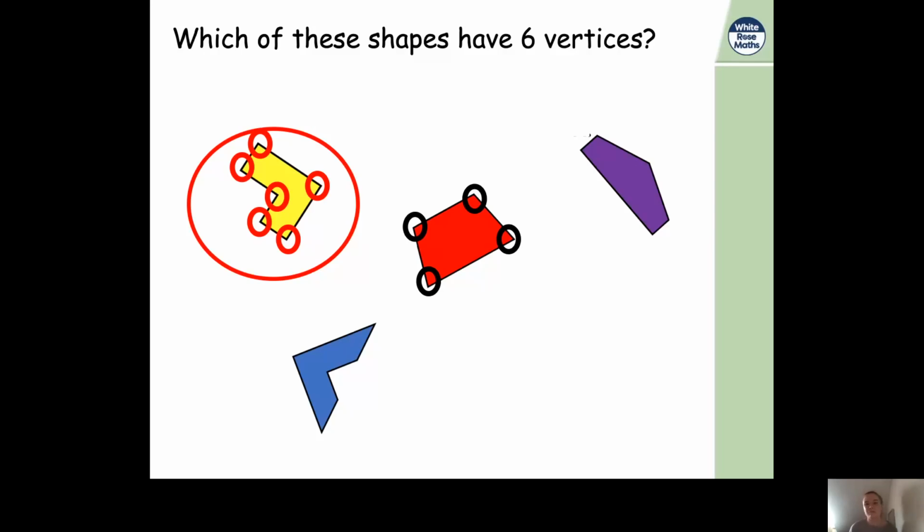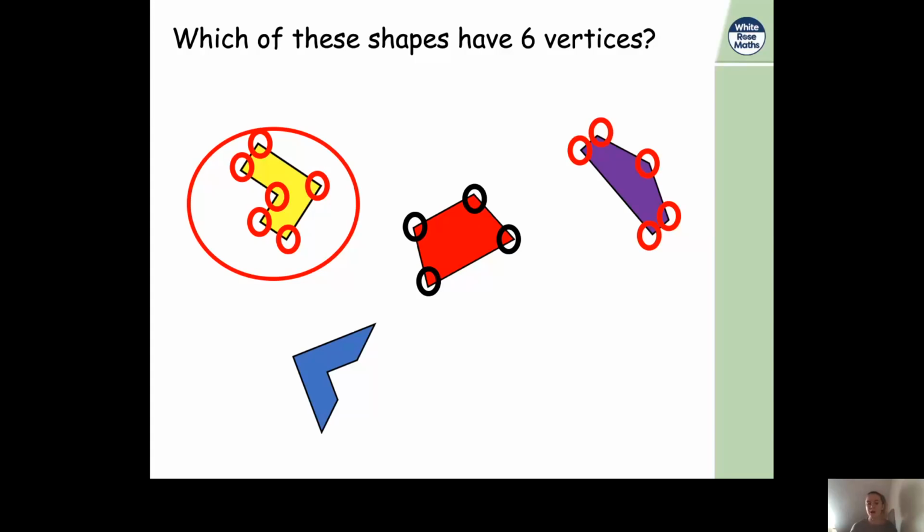Okay, so let's go through them together. So let's start with the purple shape. So there's our first vertex on our purple shape, and our second, count with me, 3 vertices, 4 vertices, and 5 vertices. Now, have I missed any vertices? No, I haven't. So therefore, this shape has 5 vertices, so we can't circle it because the question is asking us for 6 vertices.